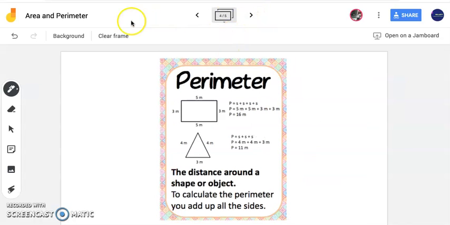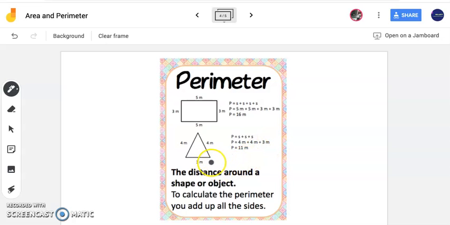Now moving forward, Miss Muley is going to take it away with perimeter. Okay, now perimeter is the distance around a shape or object. To calculate the perimeter, you add up all the sides. So look at our rectangle. It says perimeter equals side plus side plus side plus side. Perimeter equals 5 meters plus 5 meters plus 3 meters plus 3 meters. Perimeter equals 16 meters. Now let's take a look at our triangle.